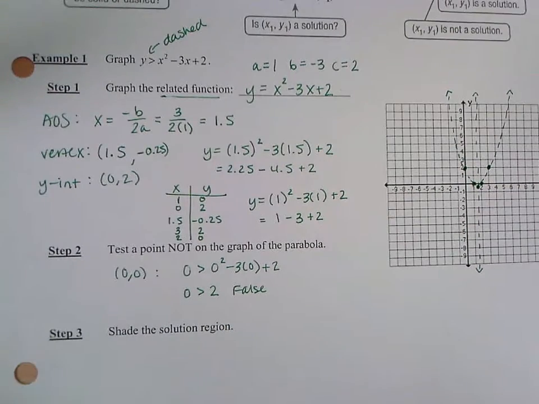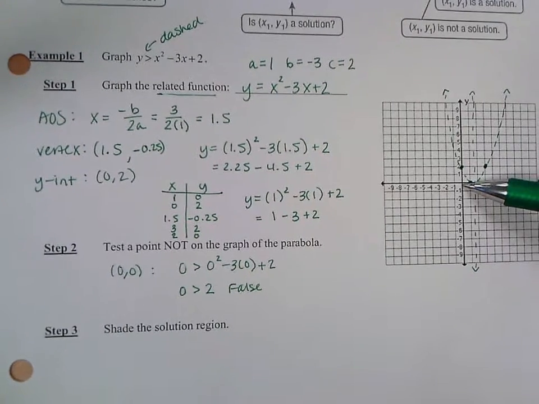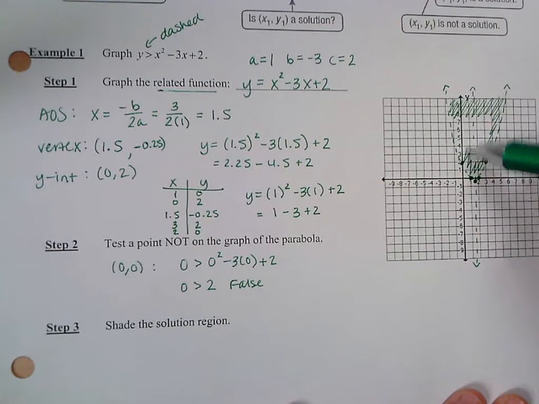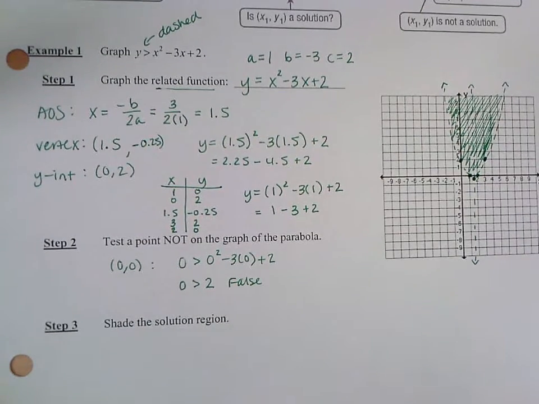This is false. So where do I shade? Am I shading inside the parabola or outside of it? Inside of it. 0, 0 is outside of it. I don't want to shade it. It's false. I shade everything inside. And that was step 3, shading the solution region.